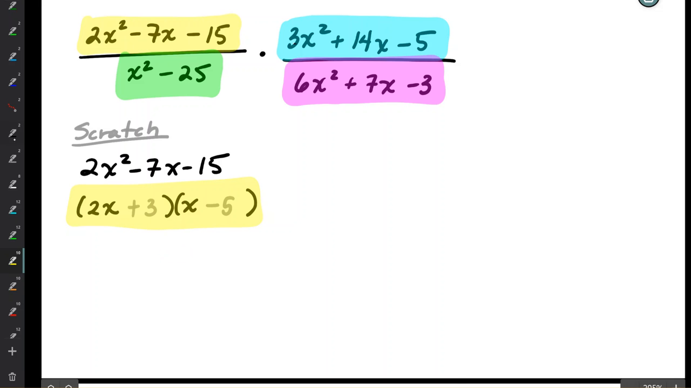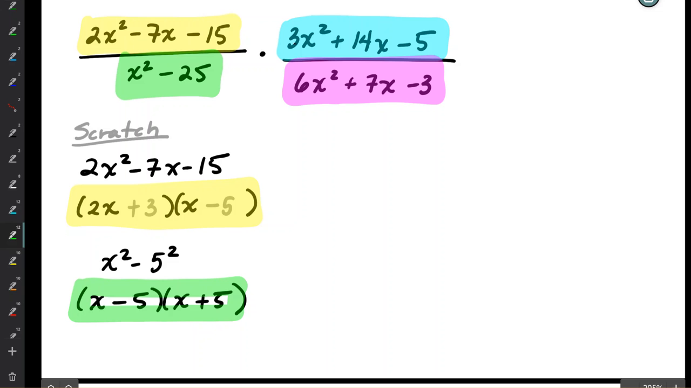All right, let's also, the green one isn't so bad, right? That's that delightful difference of perfect squares pattern. 25 is 5 squared. So this factors into, I'll even write that, this factors into x minus 5 times x plus 5. Or if you prefer, x plus 5 times x minus 5. Order does not matter in multiplication, right? Kind of nice having these boxed.